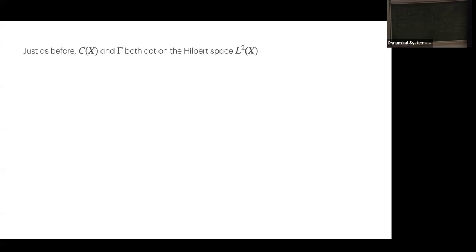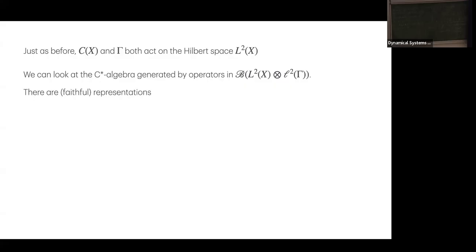Just as before, C of X and gamma will both act on a Hilbert space, the L2 space, and we can again look at the C-star algebra generated by operators on this Hilbert space tensor product. Once again, we have faithful representations: we map pi to multiplication operators tensor the identity, and we take the left regular representation tensor this unitary.